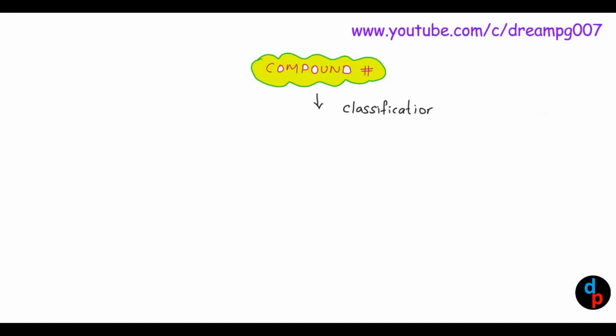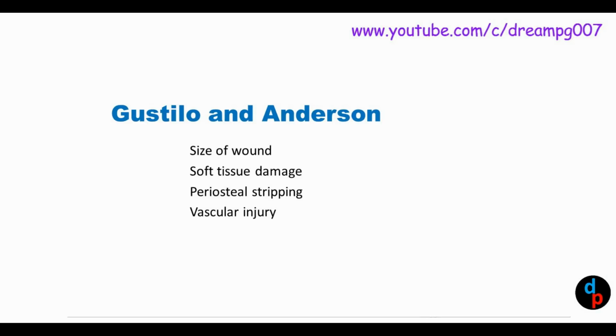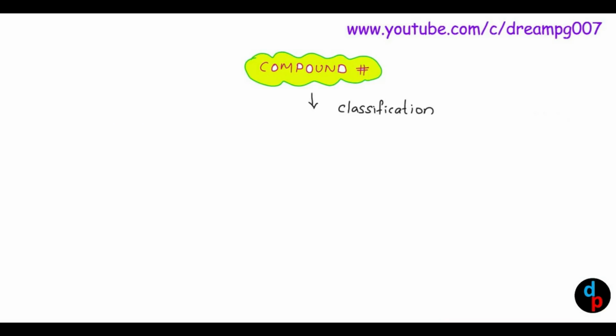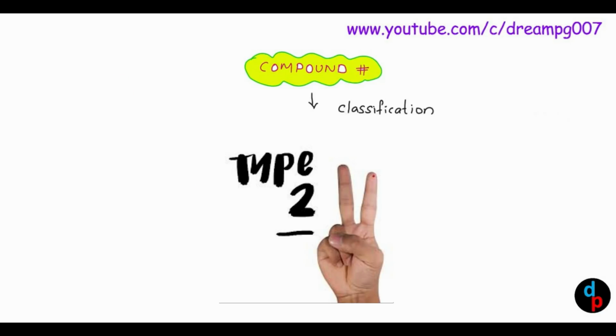There are a number of classifications used for compound fracture. The most important one is the Gustilo and Anderson classification. Gustilo and Anderson classification is based on the size of wound, soft tissue damage, periosteal stripping, and the vascular injury. It is basically classified into three groups: type 1, type 2, and type 3.